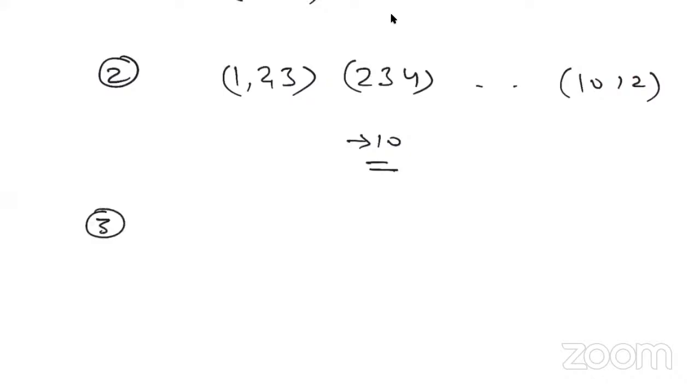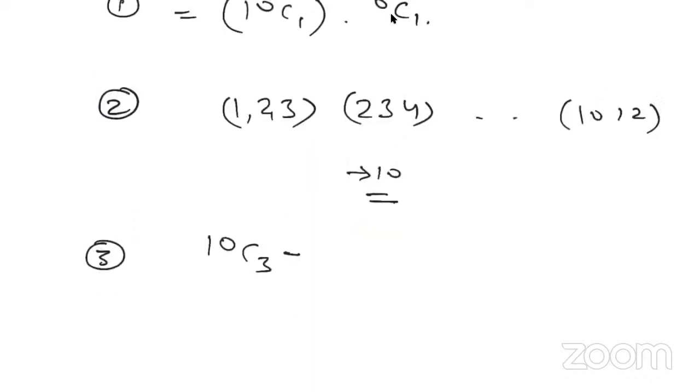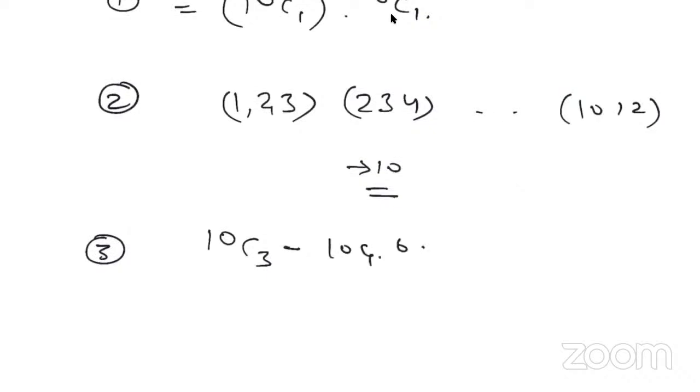Third case, total number of triangles will be 10C3. Out of these, 10C1 into 6C1 when one side is common, and 10 for two sides common. So 100%, this is the answer for no side common to the side of the decagon, right?